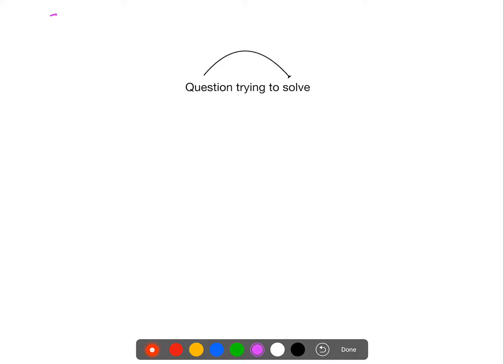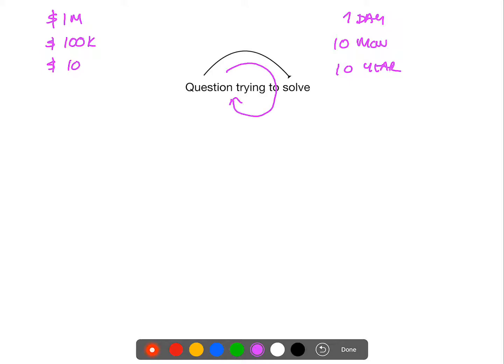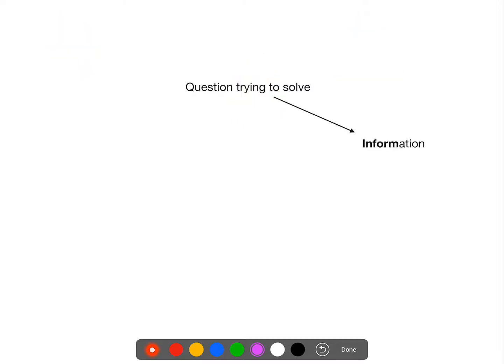Does it mean make $1 million? Does it mean make $100,000? $10? What does that mean? And also, what does it mean in terms of time? Does it mean to make that $1 million in one day, 10 months, 10 years, right? So basically, understanding the question we're trying to solve in detail is a very good thing. And these questions actually beget more questions.